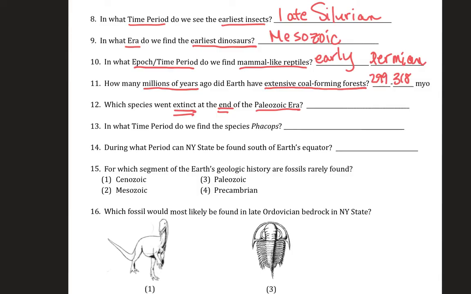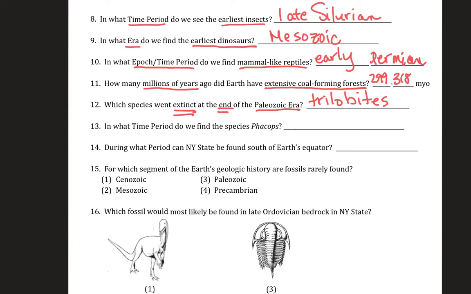All right, so we said at the end of the Paleozoic era was, you could say all of that, but we were looking for just one particular species, so I was going to just say trilobites. But if you said many marine and land living organisms, that's fine. That is perfectly awesome, okay?